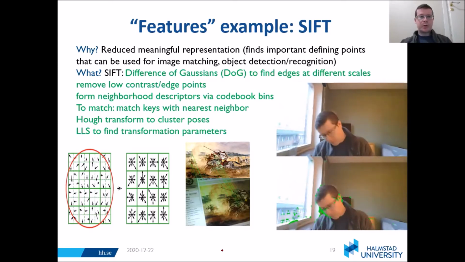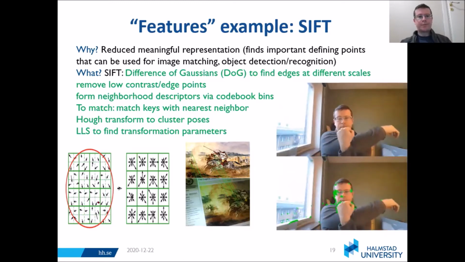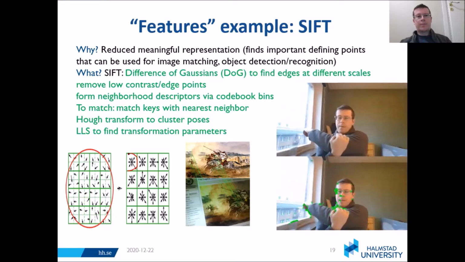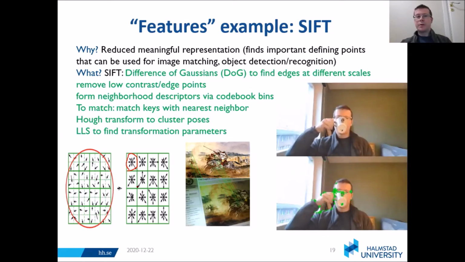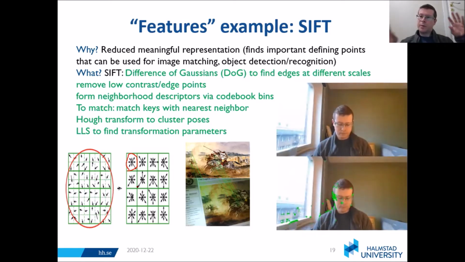So this is shown a little bit here on the left. You've got a bunch of gradients, and then you will represent that as a descriptor. And then when you want to match things in different images, you can use nearest neighbor to match keys, and then Hough transform to cluster poses, because you probably have lots of different features, different objects. And then you can use least squares to find the transformation there.